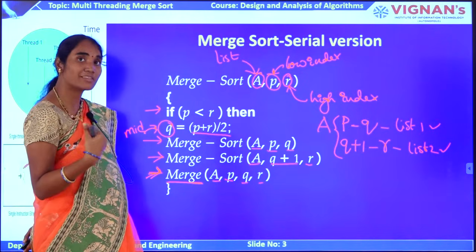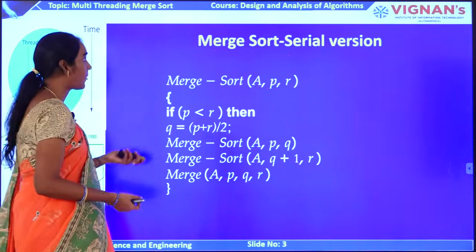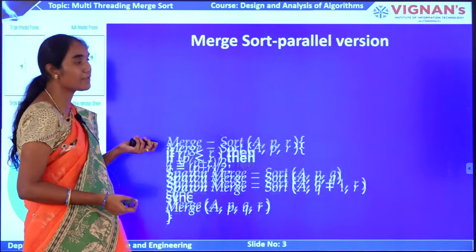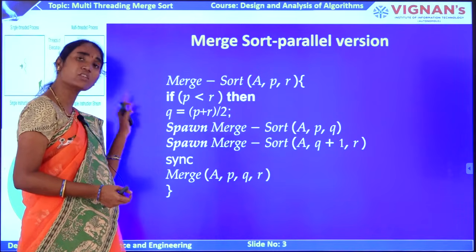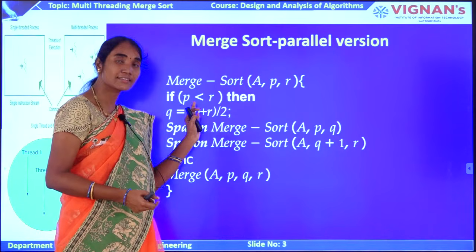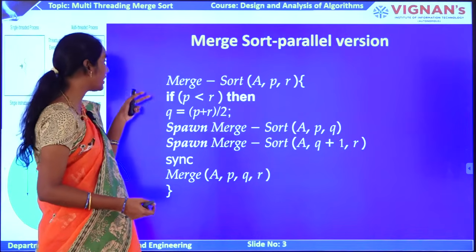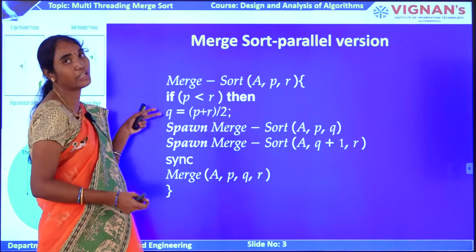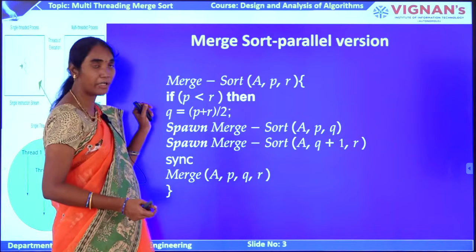So how to execute in parallel? By applying multi-threading. Now this is the parallel version. Here, in the same manner, merge sort has the three parameters A, P, R. A is the list, P is the starting index and R is the ending index. Now if P is less than R, what am I supposed to do? I need to find out the mid index, right? Q is equal to (P plus R) by 2.